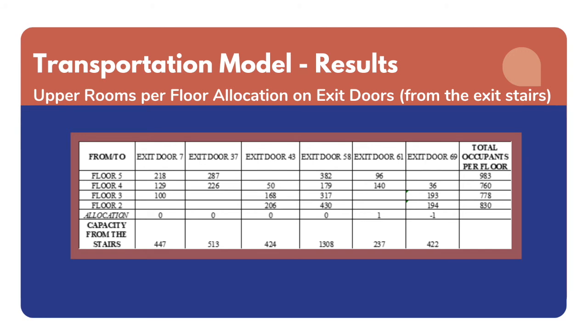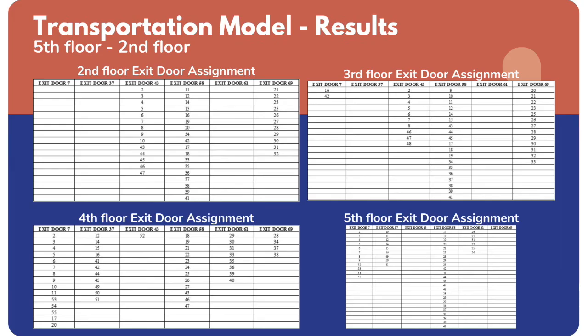Now, in order to exhaust the utilization of these stairs, we allocated the rooms on the 5th floor that will go down on both exit stairs 44 and 56 and subtracted this from the total capacity of exit door 7 to see how many more occupants are needed from the rest of the floors in order to consume the remaining capacity on the allocation row. The tables shown on this slide are then the assignment of all the rooms from 2nd to 5th floor to the designated exit doors.